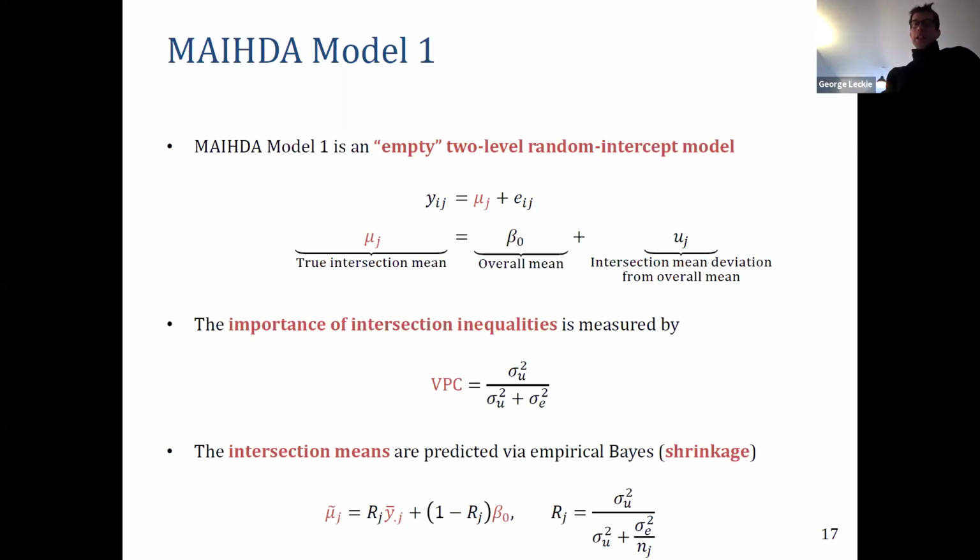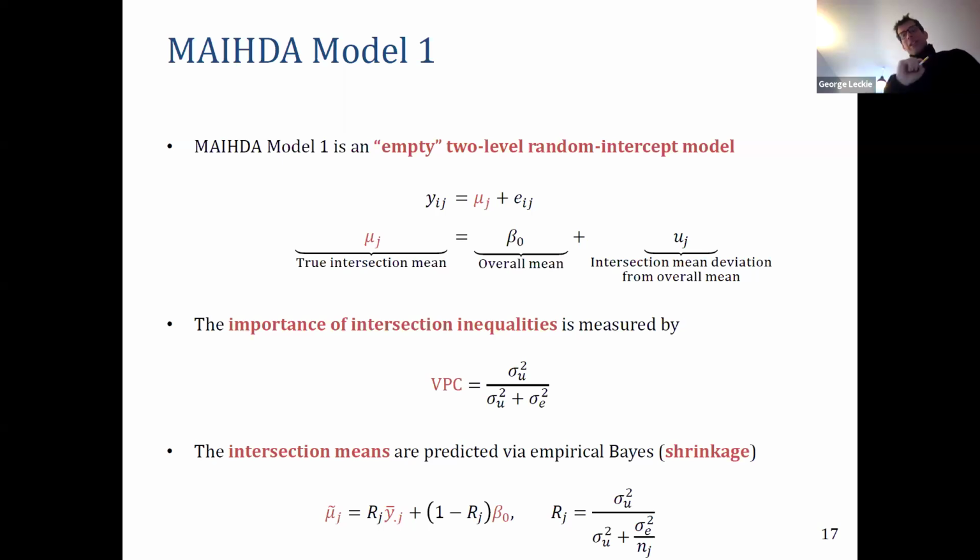We're going to get something called the variance partition coefficient, which quantifies how much variance is at level 2 between the intersection means. And that's going to be an effect size metric for how important the intersectional inequalities are. It's just going to be the variance of these intersection mean deviations divided by the total outcome variance. So it's basically the variance of the intersection means as a proportion of the total. That's going to give me the first thing of interest.